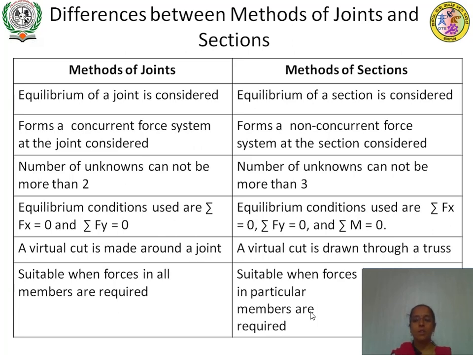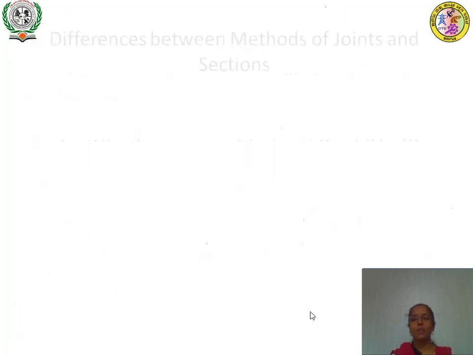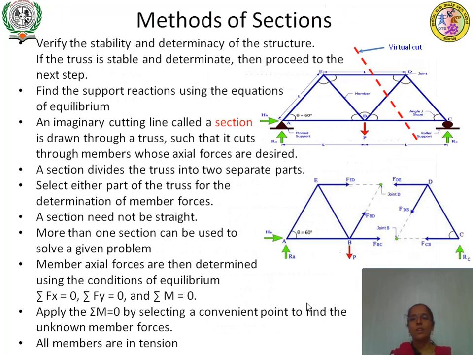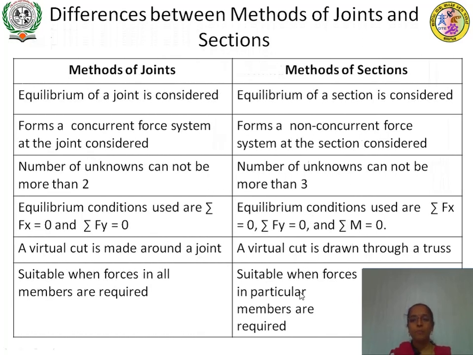Suppose I want forces in say these 3 members, and if I proceed with method of joints, then I have to first go for this joint and then I have to go for this joint. I have to apply it twice, whereas in method of sections, if I consider only one section, that gives the forces in the members. That is the meaning. It is suitable when forces in particular members are required. So these are the differences between method of joints and sections.